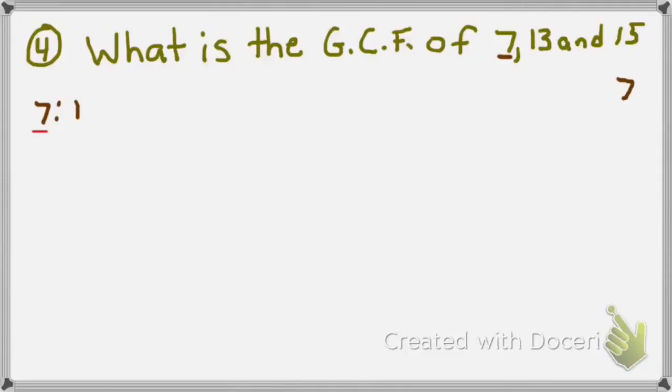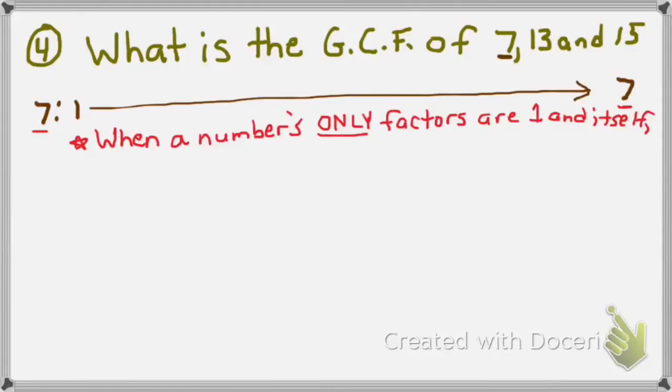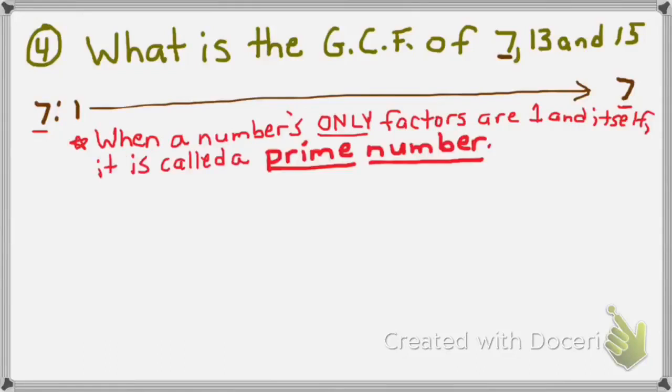Does 4 work? No, 4, 8. Does 5 work? Doesn't end in a 0 or 5. 6. There's no 2 or 3, so there can't be a 6. 7, up. 7's there already. So my factors of 7 are 1 and 7. Oh, remember this? When a number's only factors are 1 and itself, it is called a prime number. 7 is a prime number because the only factors are 1 and 7.